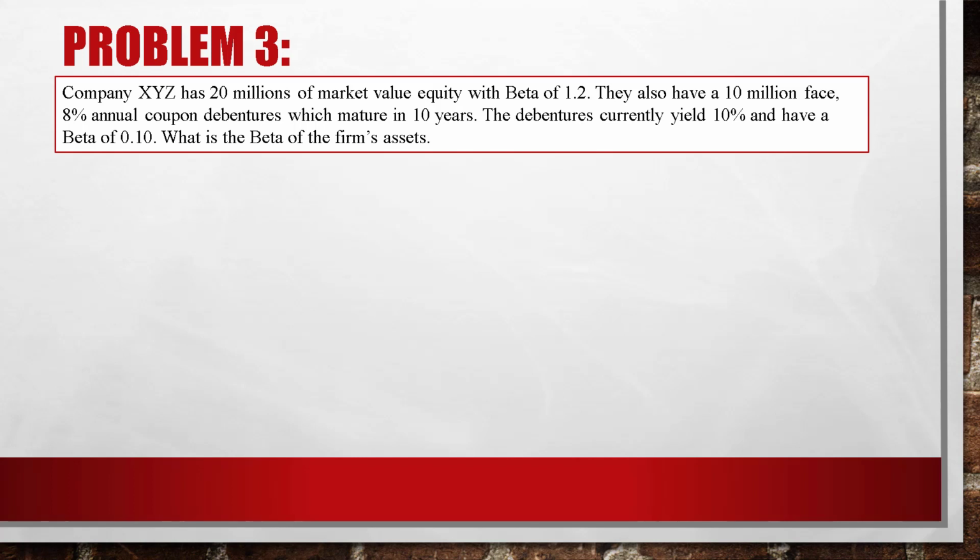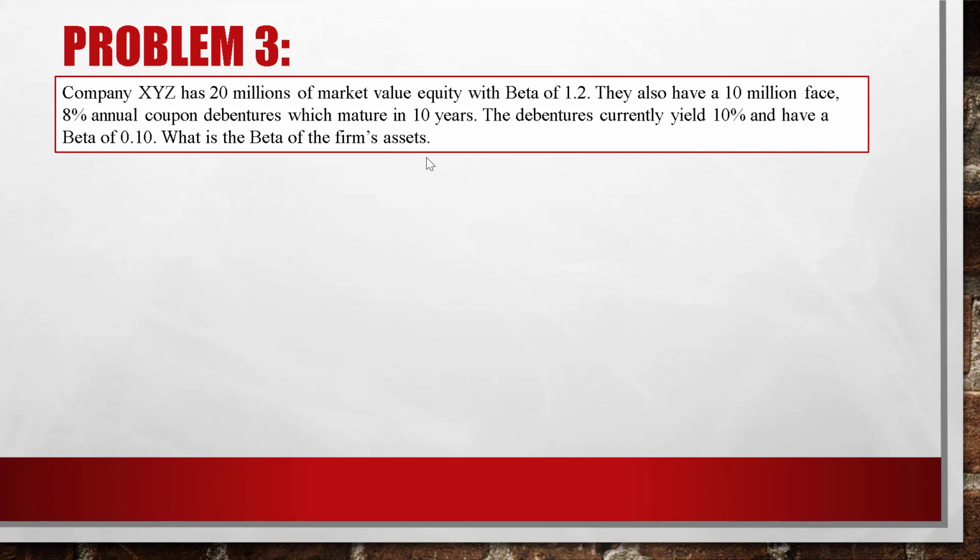So in this problem, we are given the value of equity 20 million, the face value 10 million, with coupon 8%, maturing in 10 years. This is for debt. And we got the beta of debt is 0.1 with a current yield of 10%. The question asks for the beta of the firm's assets. In order to find it, we can either use the security market line or the weighted mean of the beta of debt and the beta of equity. Here we are going to use beta of debt and beta of equity.